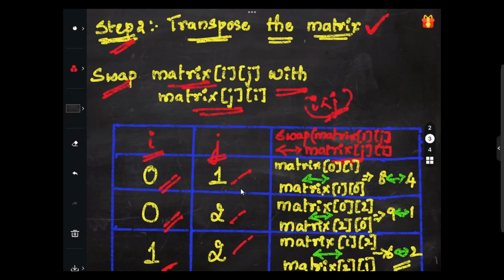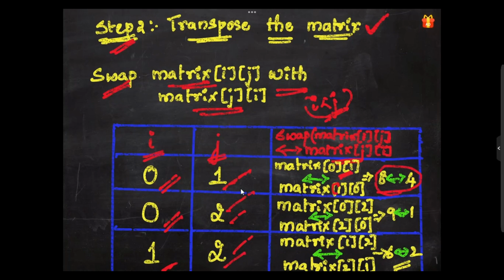This is fine. So ij in this case, 0 0 1 we are considering. i is nothing but 0 0 1, 0 1 0 2 1 2 j. Here matrix of 0 1 we are transposing to matrix of 1 0. Then 8 becomes 4 here, right? So matrix of 0 2 becomes 2 0, because 0 2 we are reversing, 9 1, and matrix of 2 1 here 6 and 2 here we get, right?